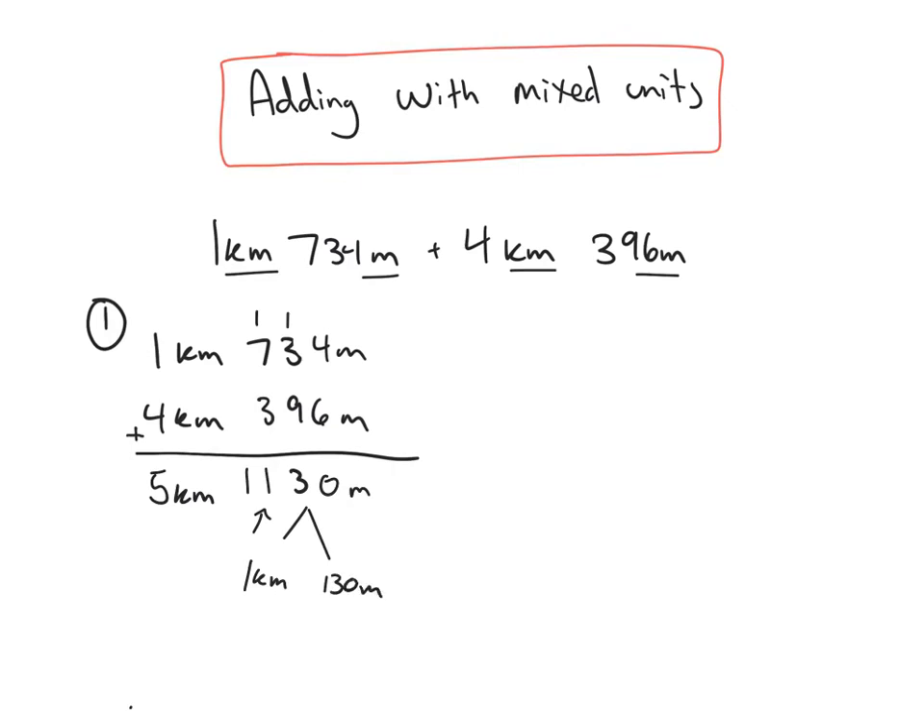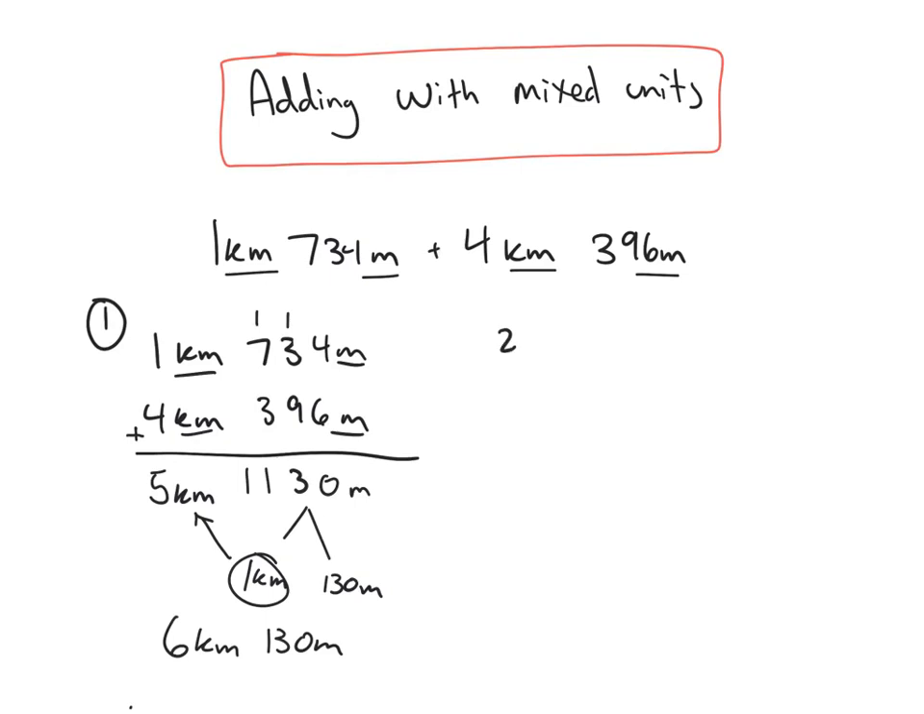So now I'm just going to add this kilometer to my kilometer total here. So I'm going to get a total of 6 kilometers, 130 meters. So in this process, I kept the units the same when I added, and then I converted as necessary once I actually added them all together.